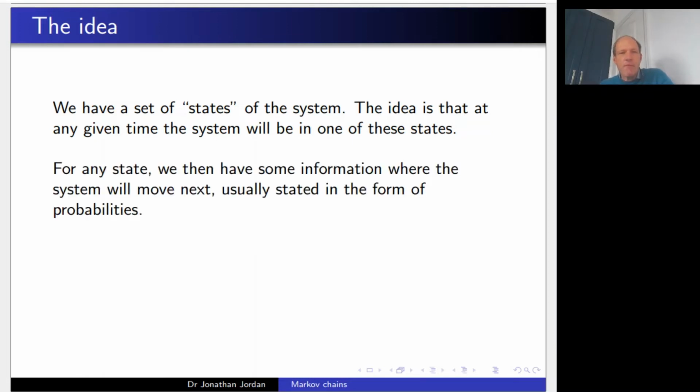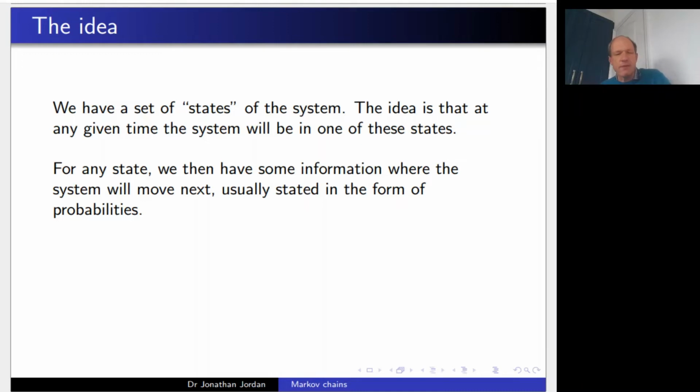Okay. And then, if we have a particular state, we have some information about what is going to happen next, what the next state of the system is going to be. And this is usually stated in the form of probabilities. So, for example, if we think about a population size, we can think about what's going to happen next. If we have, say, 65 individuals in our population at one time, then what's going to happen next?